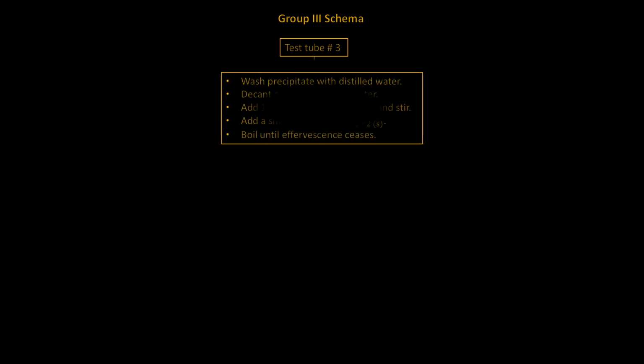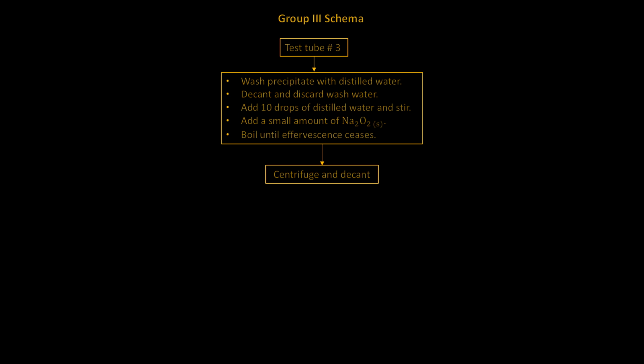After the removal of the borates, etc., and labeling that test tube number 3, which is your group 3 test tube, wash the precipitate with distilled water and decant. The wash water can be discarded. Bulk up that residue with 10 drops of distilled water and stir to coagulate. Then add a small amount of sodium peroxide and boil it until the effervescence ceases. Centrifuge and decant into a clean test tube. Divide the precipitate in half.